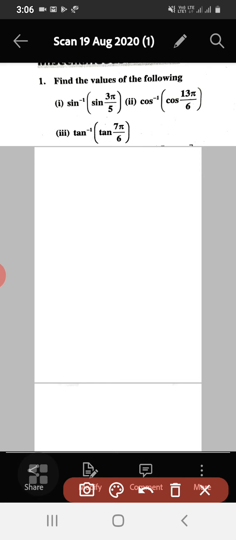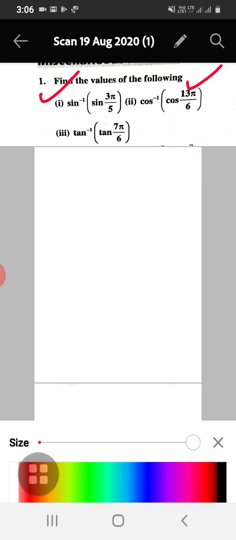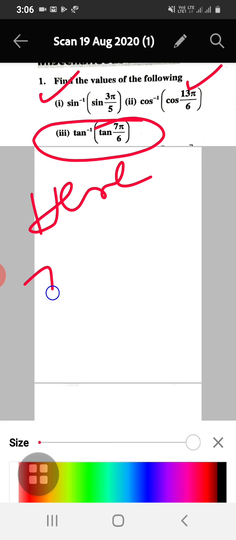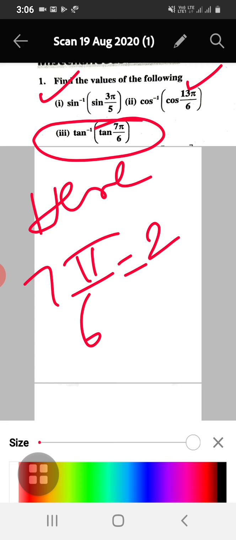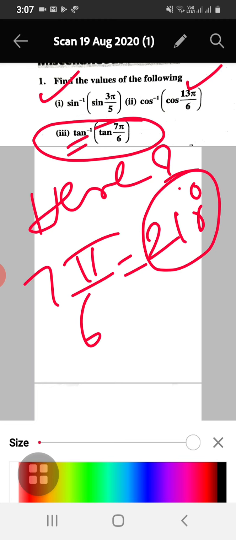Let us go on, observe here. The first one is over, the second one is over. Now I am taking this third one, tan inverse of tan of 7 pi by 6. First you observe carefully here, 7 pi by 6. So what is the angle? 210 degree, of course, but tan inverse is given. So tan inverse means here 210 degree does not belong.